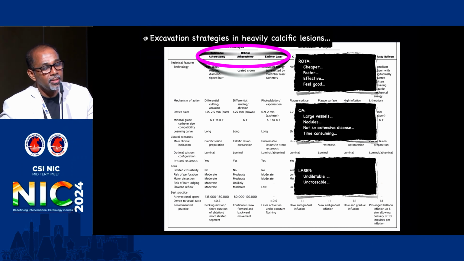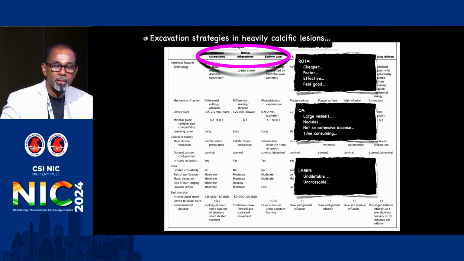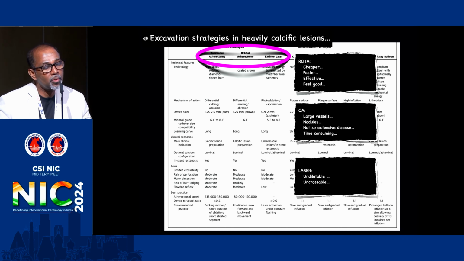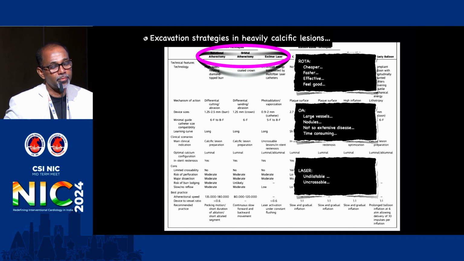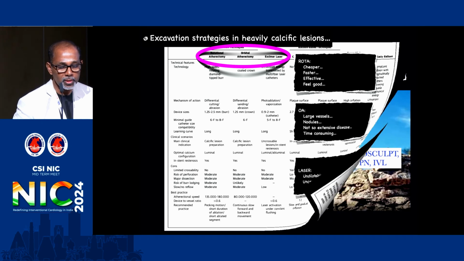Now, dear friends, to summarize, we have three options: the rotablator, the orbital atherectomy, and laser. Probably we are all very well used to rotablator. Now we have these two additions in our armamentarium. Probably orbital atherectomy would be much more helpful in situations wherein you have nodules as well as eccentric calcification, wherein you do not have a wire bias towards that eccentric calcification. And laser has niche indications, probably wherein you have an undilatable or an uncrossable lesion.